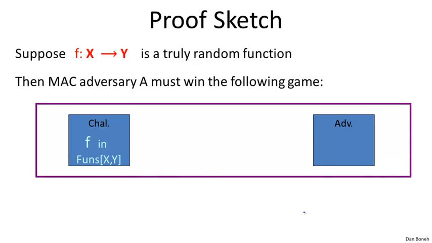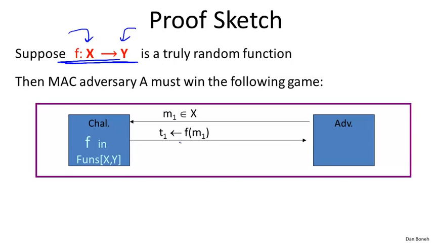In fact, let's start by supposing that instead of a PRF, we have a truly random function from the message space to the tag space. So this is just a random function from X to Y that's chosen at random from the set of all such functions. Now let's see if that function can give us a secure MAC. What the adversary says is, I want a tag on the message M1. What he gets back is the tag, which just happens to be the function evaluated at the point M1. Notice there's no key here because f is just a truly random function from X to Y.